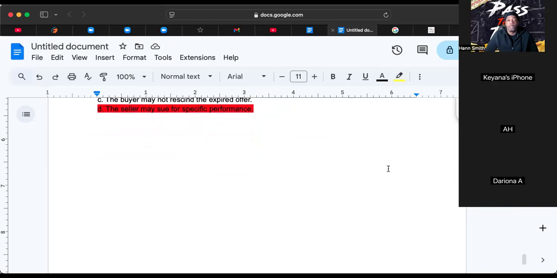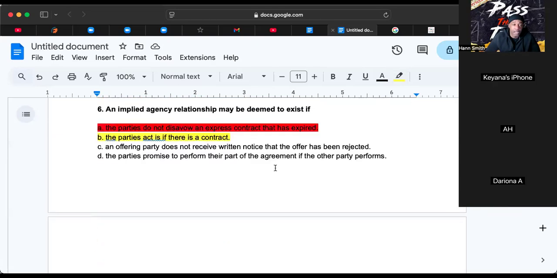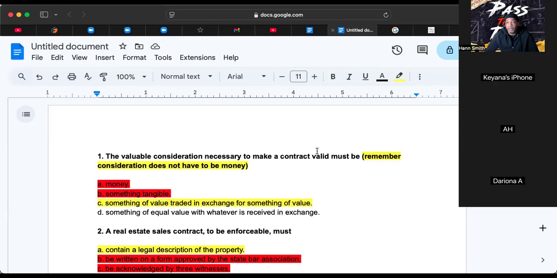So the last thing to do is to check these answers. We're going to go back up to the top. And I'm going to be switching screens. So number one was, is valuable consideration necessary to make a contract valid? Must be. We picked C for that one. Let's see what the answer is.